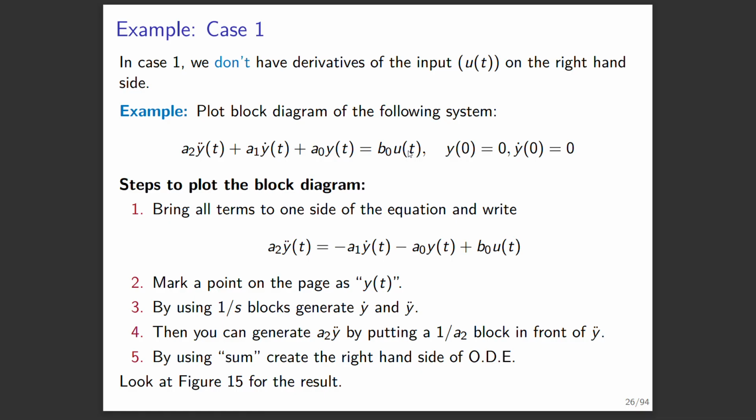So if I want to plot the block diagram, what I'm going to do is bring all terms, with the exception of the term with the highest degree of the polynomial, to one side. So here I bring a1 y dot and a0 y to the other side. So now what remains is an equation with u, y, and y dot on one side, and then on the other side I have y double dot. Now on my page, I mark a point as y. I say, okay, this is a point that I call y of t, and I generate y dot and y double dot from that. How do I do that? Well, in the previous slide we studied, it's 1 over s.